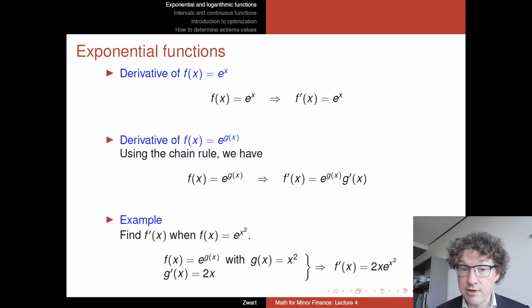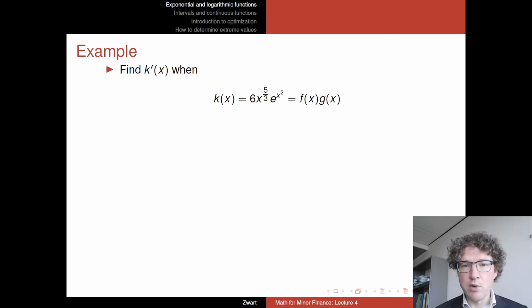So what's its derivative? Well, of course, the derivative of x squared is 2x. So if we take the derivative of this function f(x) being e to the x squared, the derivative is going to be 2x times e to the x squared. So the g'(x) is 2x, and we multiply that by the derivative of the exponential function, which is just itself. Okay?